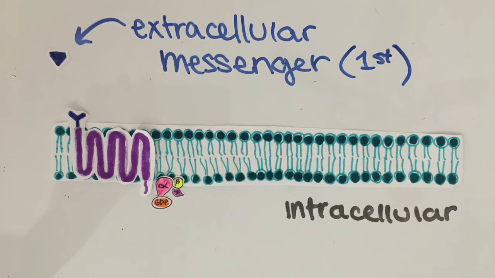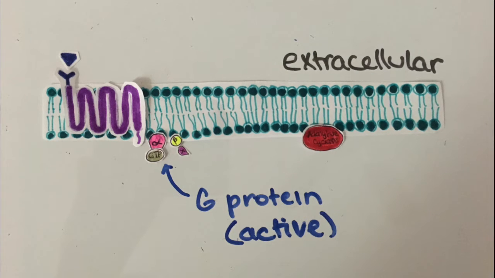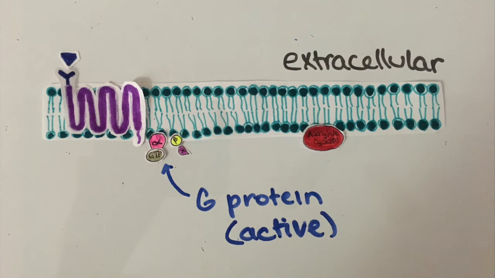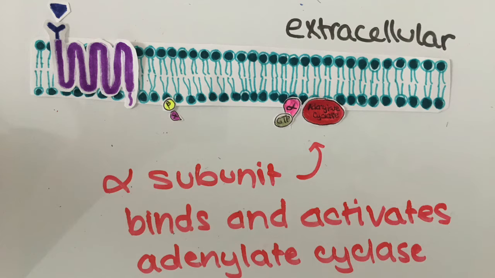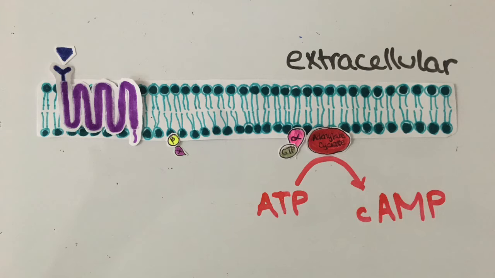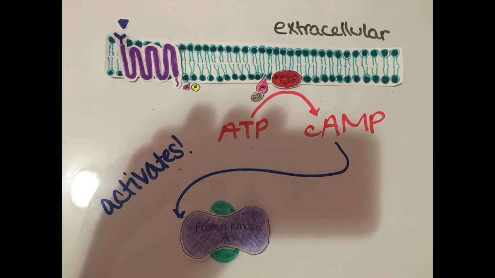When epinephrine attaches to GPCR, the protein receptor undergoes a conformational change which signals the G-protein to activate. The alpha subunit is now attached to GTP instead of GDP and dissociates from the beta and gamma subunits. The dissociated alpha subunit then binds to adenylate cyclase, which is the effector protein. This activates adenylate cyclase, allowing it to convert ATP to cyclic AMP. Cyclic AMP is the second messenger and binds to protein kinase A.